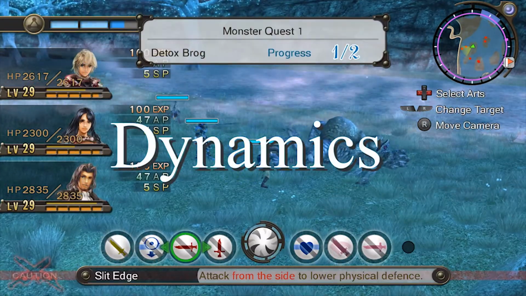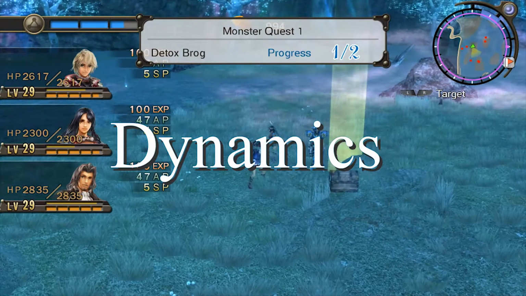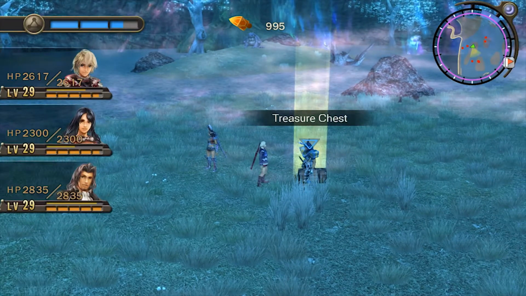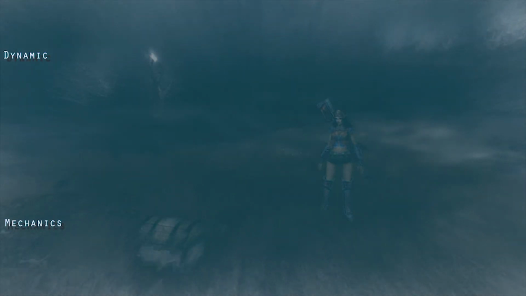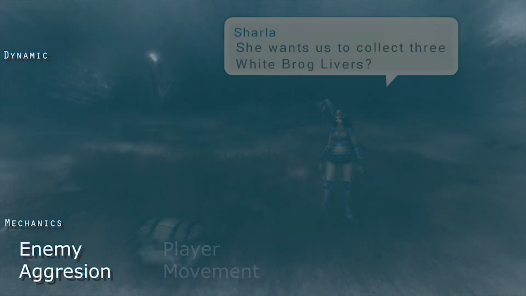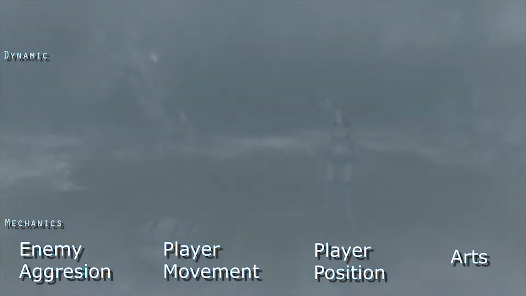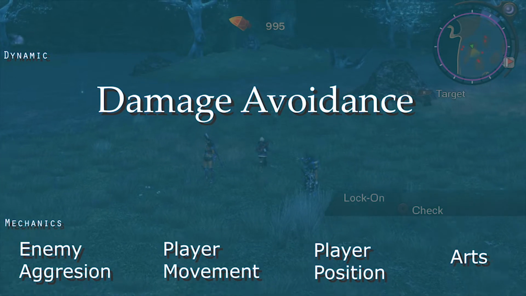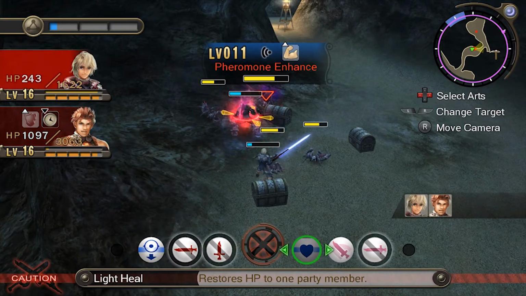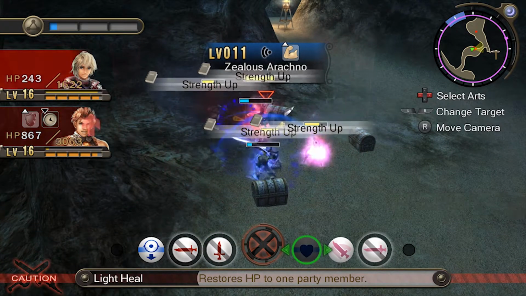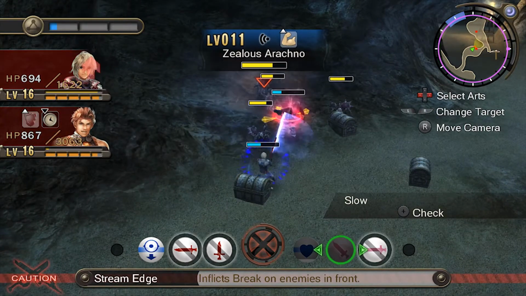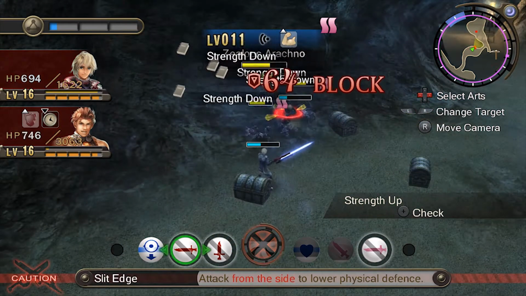Dynamics consist of what the player can do to influence the game through their inputs, and the reaction the game gives back to the player from their perspective. An example of dynamics falls into combat. Using the mechanics of enemy aggression, player movement, and position, as well as the knowledge of enemy arts, the player can set up a situation in which most of the party are avoiding damage. This can be done by having Rhine, the tank, take the enemy's attention, whilst the rest of the party reposition themselves to avoid taking damage, standing at the side or behind the enemy.